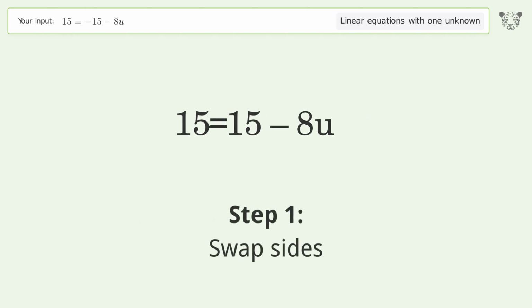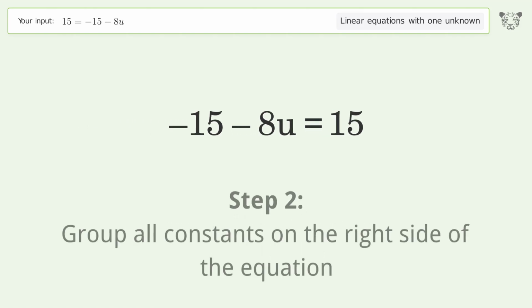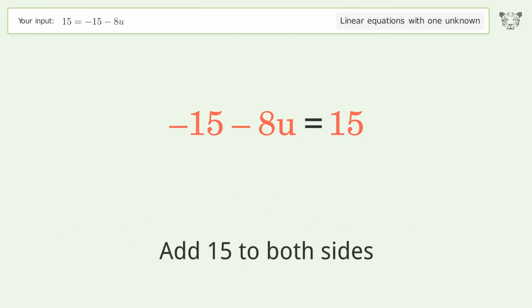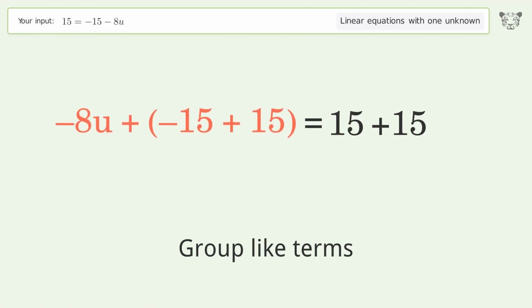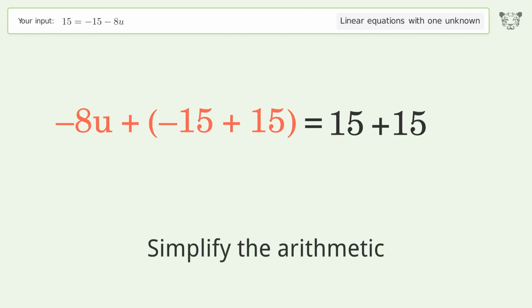Swap sides. Group all constants on the right side of the equation. Add 15 to both sides. Group like terms. Simplify the arithmetic.